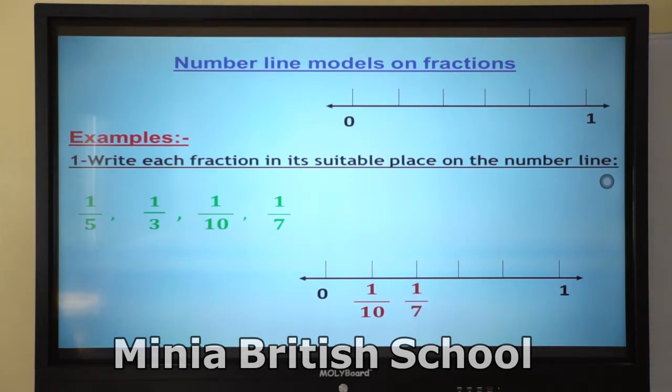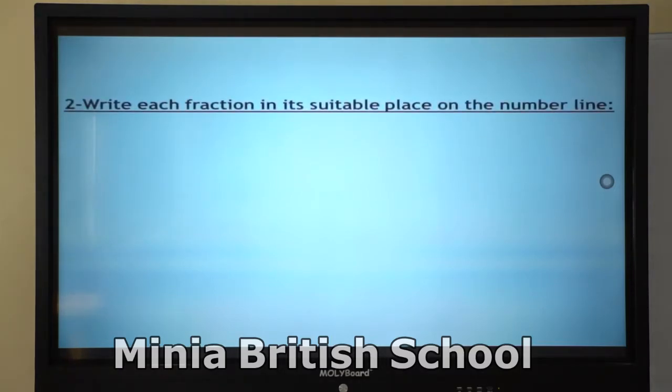After this, I will choose 1 over 7, and then 1 over 5, and lastly 1 over 3. So, to put the fractions in the suitable place on the number line, you have to order these fractions ascendingly. Okay? Another example. Write each fraction in its suitable place on the number line.